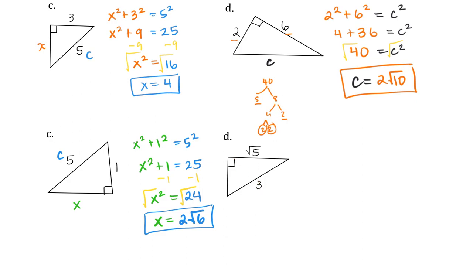Right angle, hypotenuse. Okay, let's give this side a letter. How about just x, because we're boring. Okay, x squared plus root 5 squared equals c squared.